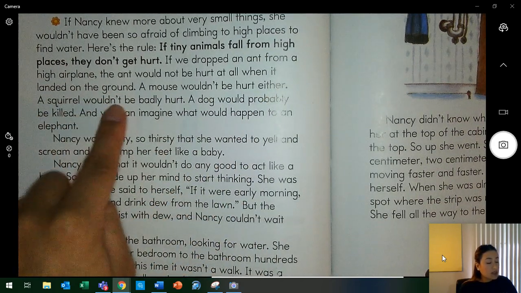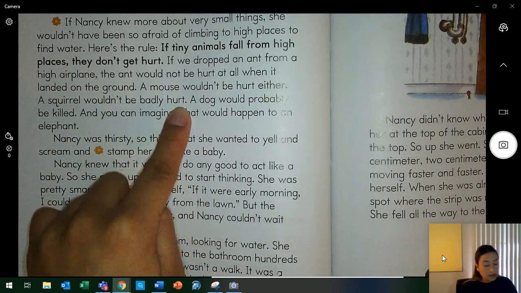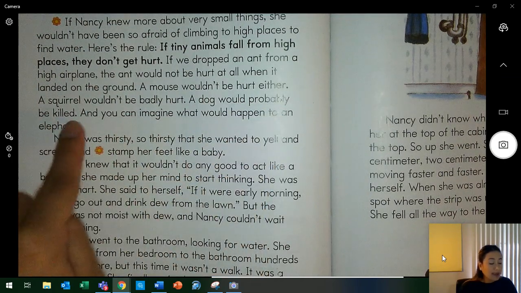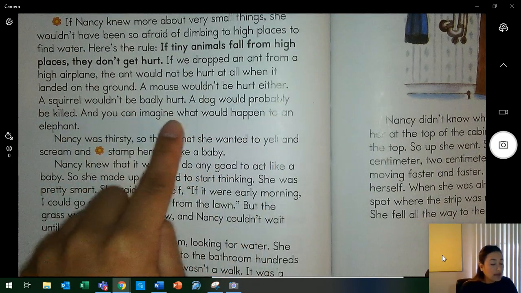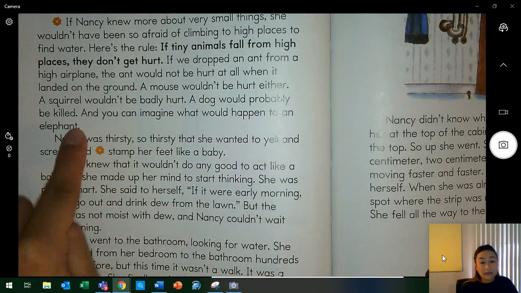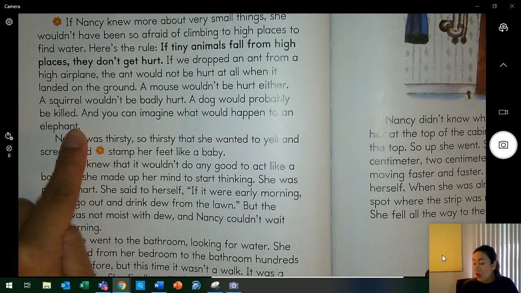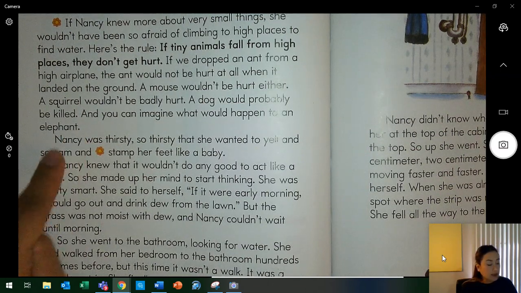A squirrel wouldn't be badly hurt. A dog would probably be killed. And you can imagine what would happen to an elephant. Stop right there. What would happen to an elephant? Get ready? Right, it would die. Keep tracking.